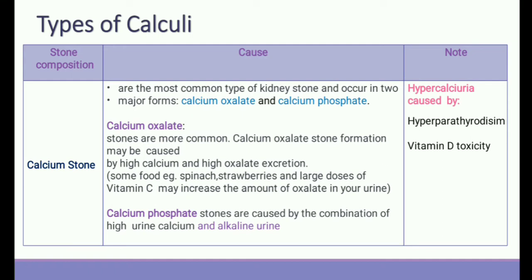Calcium phosphate stones are caused by the combination of high urine calcium and alkaline urine. These are caused because of hypercalciuria caused by hyperparathyroidism and vitamin D toxicity.